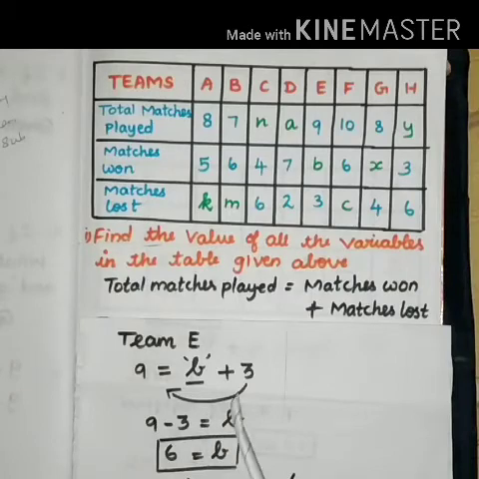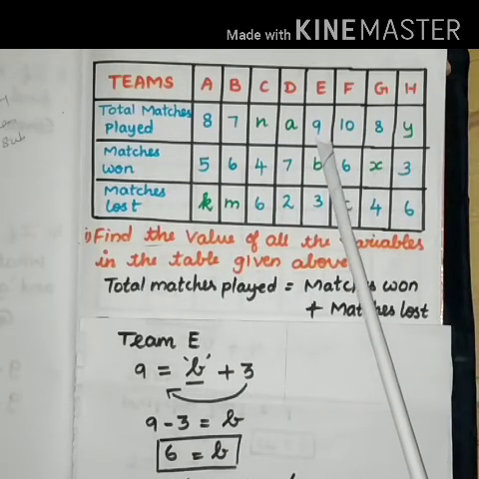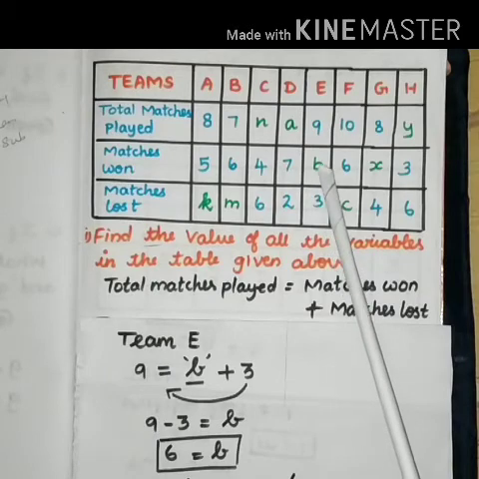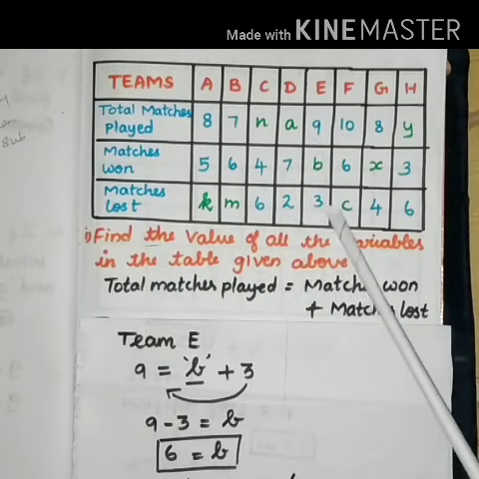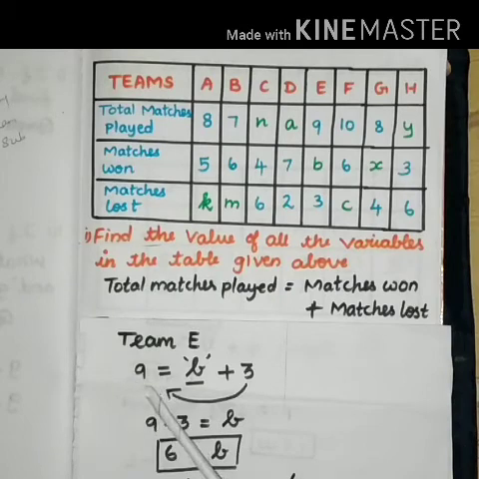Next one, team E. In team E, total matches played is 9. Matches won is variable B. Matches lost is 3. So total matches played equals matches won plus matches lost. That is 9 equals B plus 3. You have to find the unknown variable B. So the constant value, that is plus 3, will go to the left hand side, which means it will change into minus 3. 9 minus 3 equals B. 9 minus 3 is what? 6. B equals 6. So the matches won by the team E is 6.